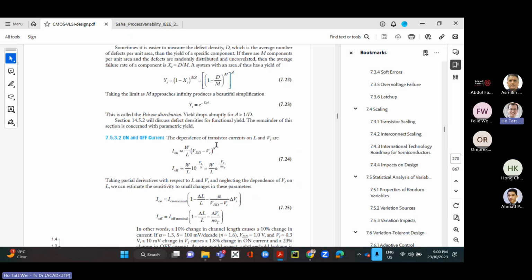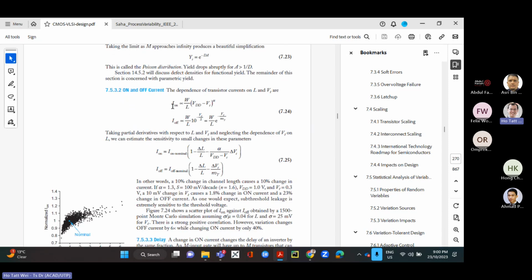Because this is a short channel device, not a long channel one, alpha is no longer 2, it's not a square device. Alpha is closer to 1 point something because of short channel effects like velocity saturation and all that. You do a sensitivity analysis. That means you look at how Ion changes as a function of changes in length, and how Ion changes as a function of changes in threshold voltage. Because it's dependent on both length and threshold voltage, you get this equation.